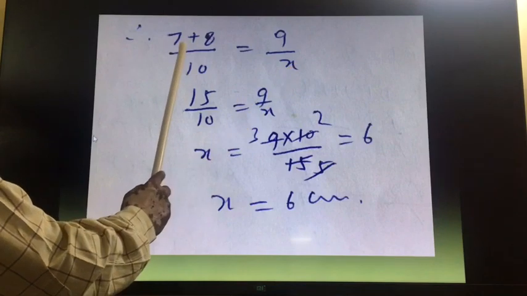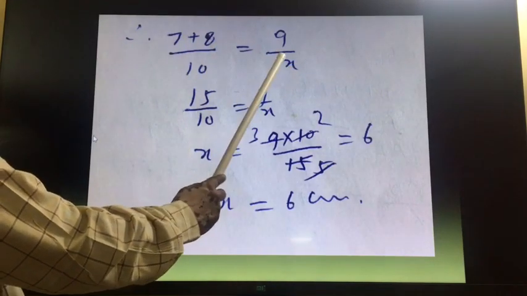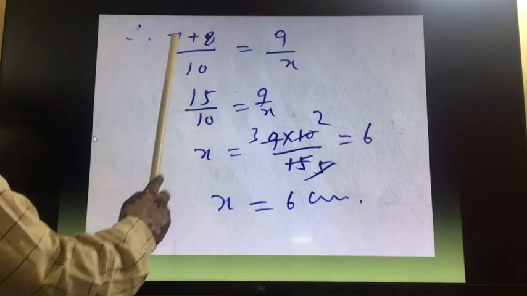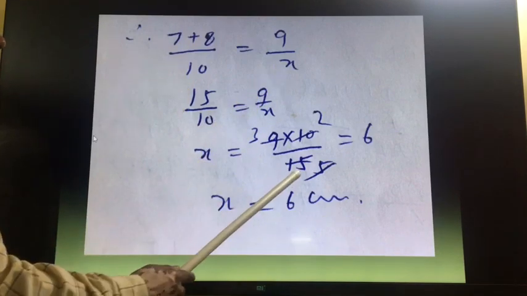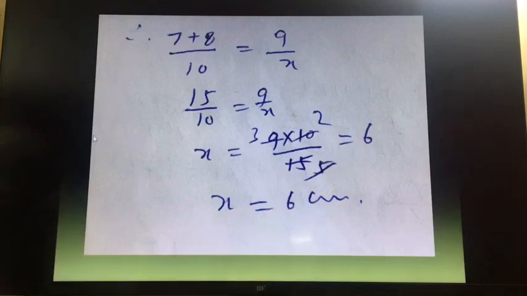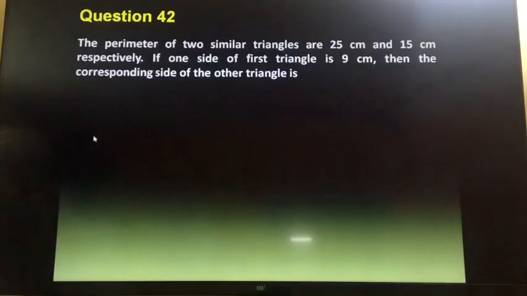So we can take the first and second terms equal and cross multiply. So 15 into x is equal to 9 into 10, 90. So x is equal to 90 by 15, and it will go 6 times. So x is equal to 6 centimeter.